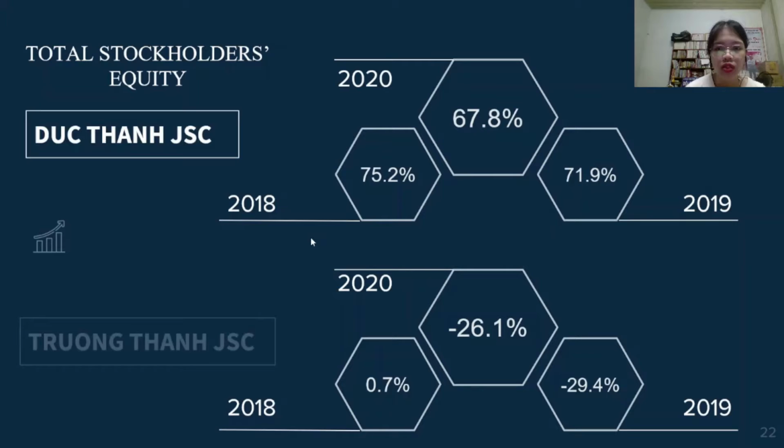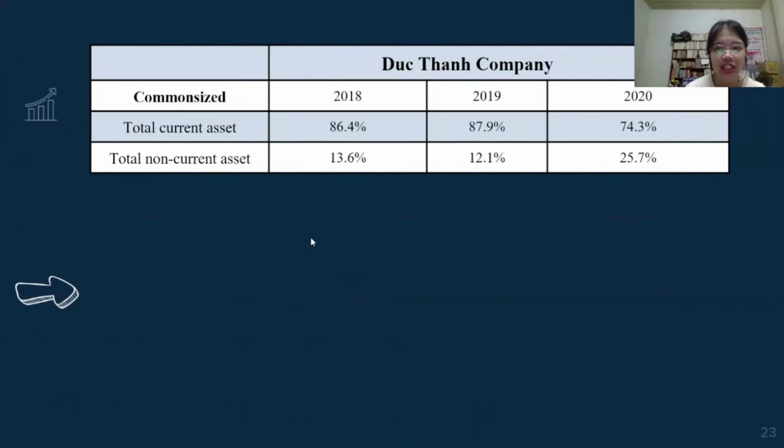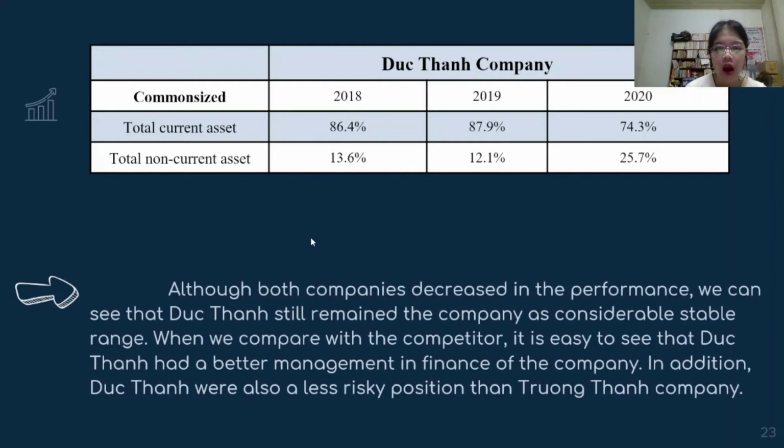Moving on to the current asset, GDT has an impressive number through 3 years with 86.4%, 87.9%, and 74.3% respectively. In the meantime, its competitor hit its highest point with 25.7% in 2020. Although both companies decreased in performance, we can see that Đức Thành still remains in a considerably stable range.